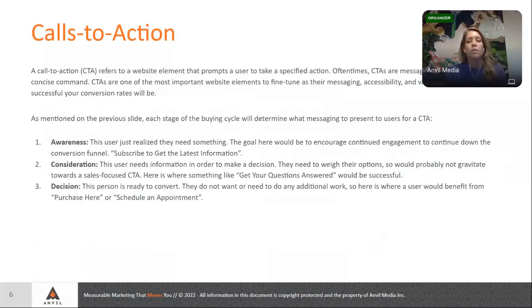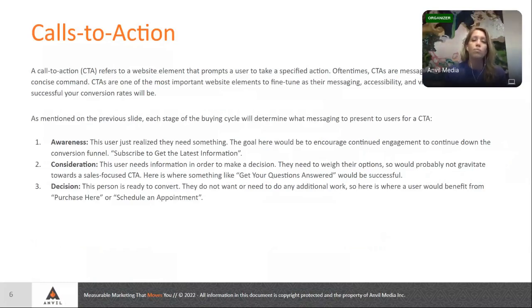And when we say calls to action, sometimes you'll see those as CTA. That is just referring to a website element that is prompting a user to take some sort of specified action. So sometimes these are buttons, they can be forms, they can be just any sort of website element that is getting a user to complete that desired action. So these are often crafted as very direct commands because, again, the goal is to get our users to complete that desired action.